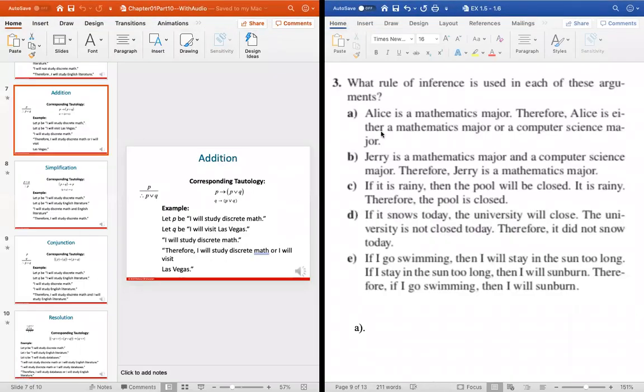Okay, so here, if you will see part number A, we can apply the rule of addition here. Because it says that Alice is a mathematical major, so we only have one hypothesis. So we are concluding that Alice is either a mathematical major or a computer science major. So this statement over here, P or Q, will be the addition rule.